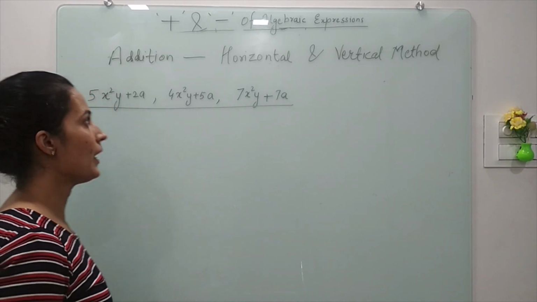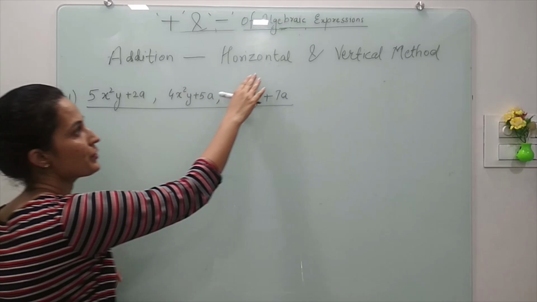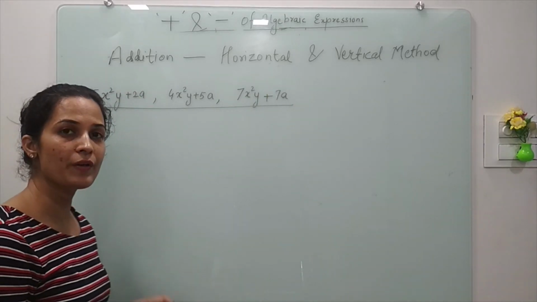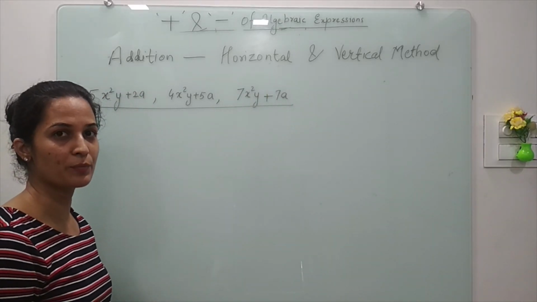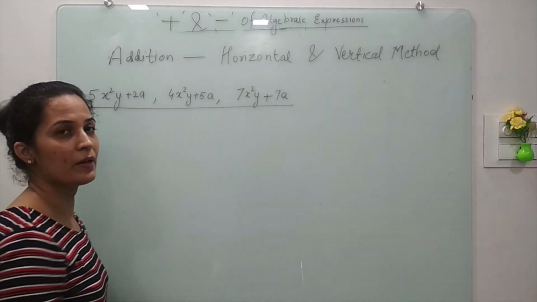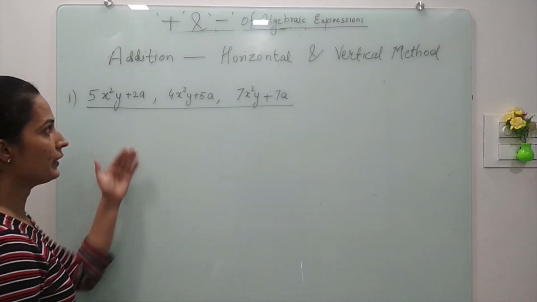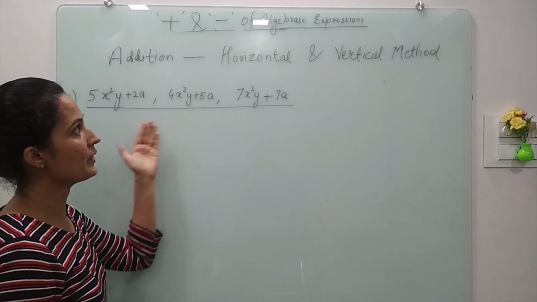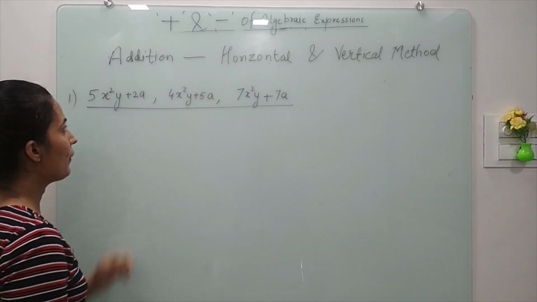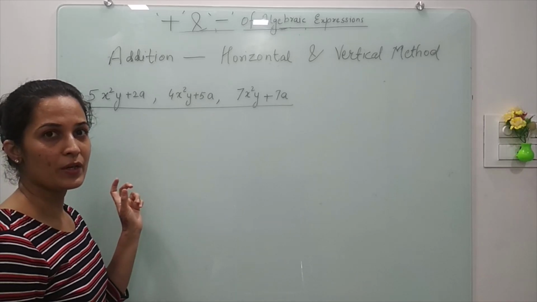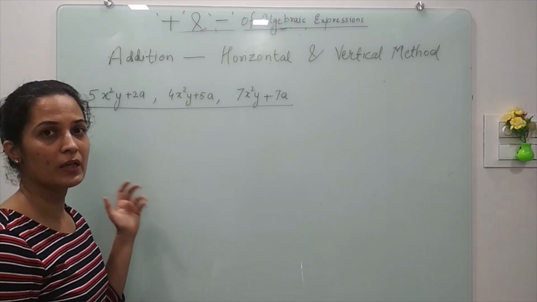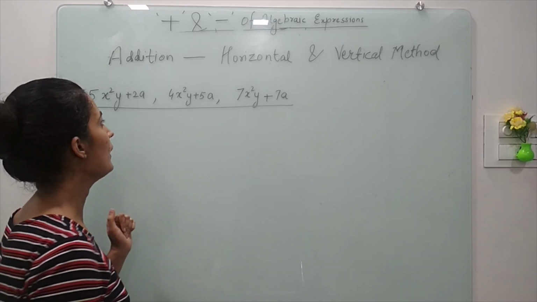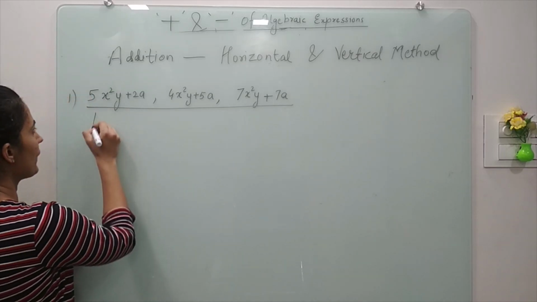So now we will see how we do addition in horizontal and vertical method. There are two ways you can do the addition of algebraic expressions. One is the horizontal method and one is the vertical method. So we will take the same example and we will try to do the same question with both the methods. Now I have taken here a little complex question as compared to the last example that I had taken. Let's see how we do the horizontal method.